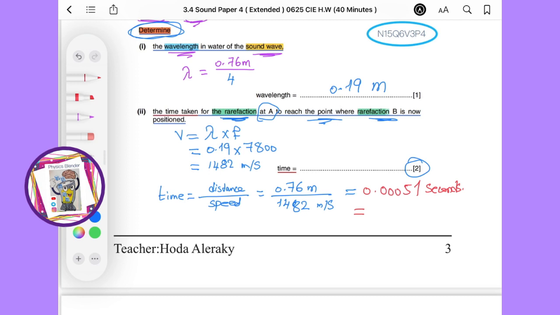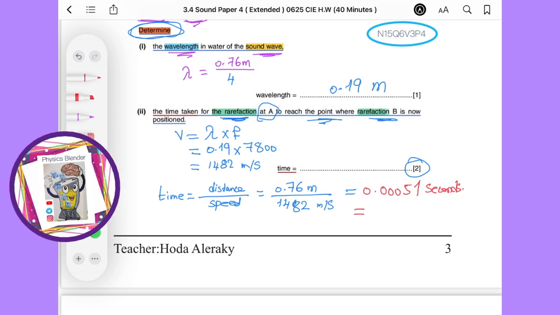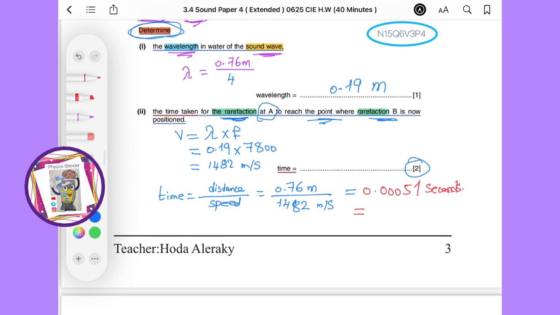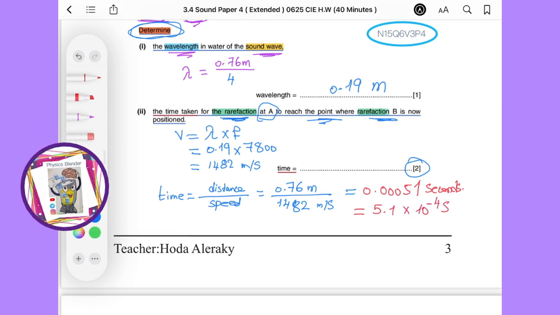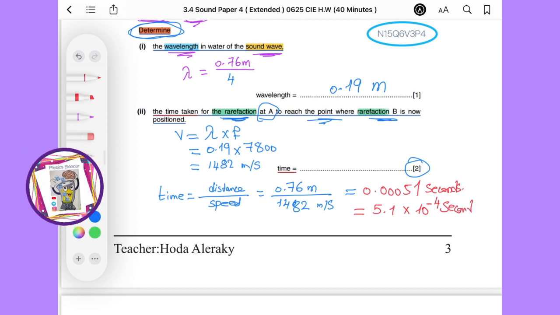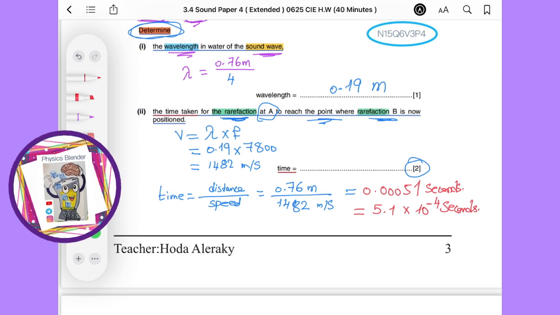Okay, so you have to write it in standard notation or scientific notation as a standard form. So you have to write it as 5.1 times 10 to the power negative 4 seconds. Okay, as scientific notation. Is it clear? This is very important.